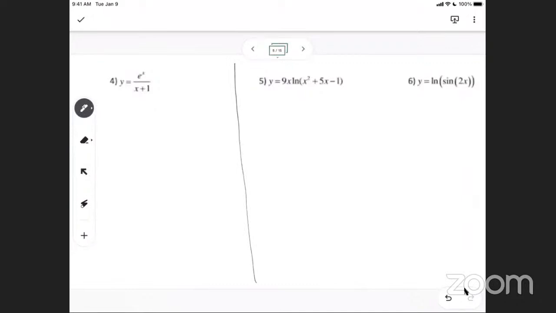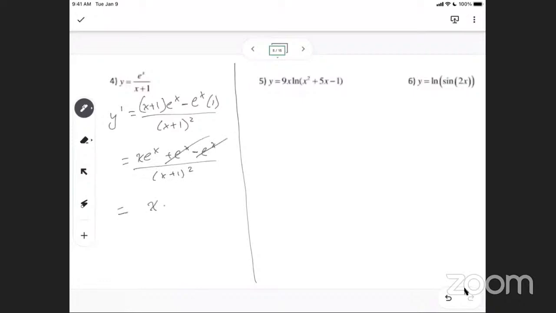Okay. So this is going to be quotient rule, right? So the derivative is going to be low d high, which is e to the x, minus high d low, d low, which is just 1, all over low squared. But now for this, a lot of times it's simplifying it that is harder. So this is going to be e to the x times x plus e to the x minus e to the x, all over x plus 1 squared. Those cancel. You just get x e to the x all over x plus 1 squared. Got it?